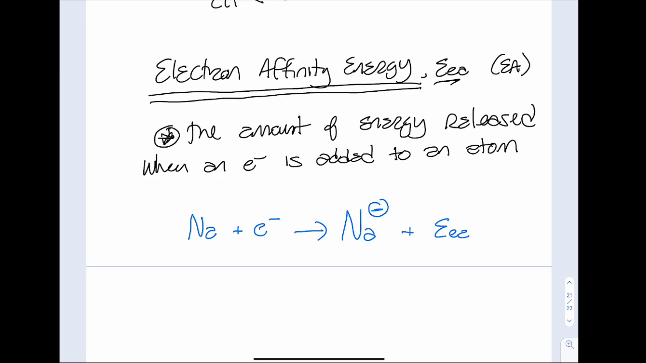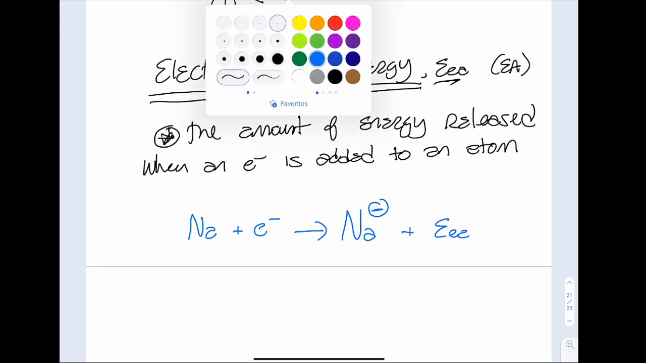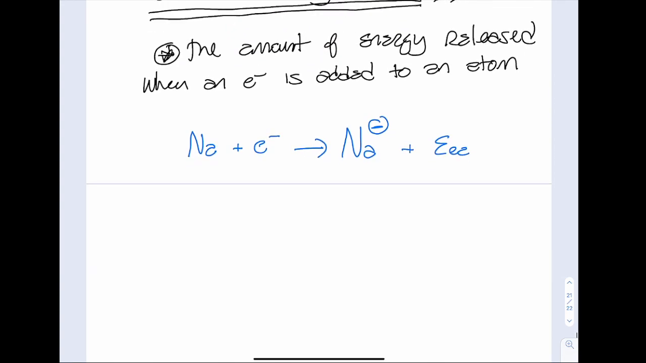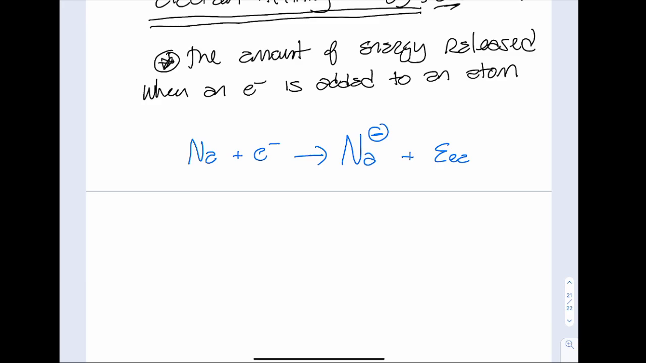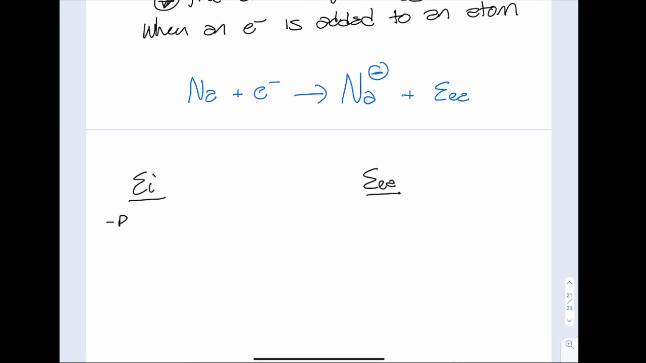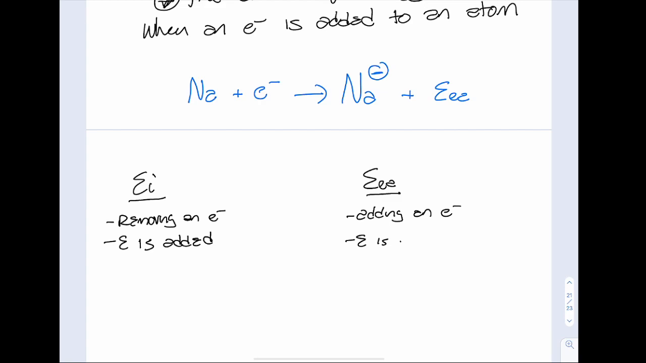So energy is given off, right? It's a product. My electron is the reactant. Kind of just comparing and contrasting this, you just have to be really careful. Ionization energy versus electron affinity energy. Here we're removing an electron. Here we're adding an electron. Here energy is added. Here energy is released.